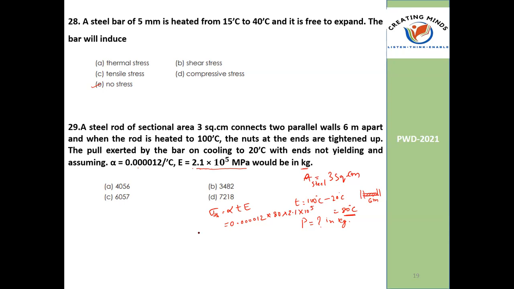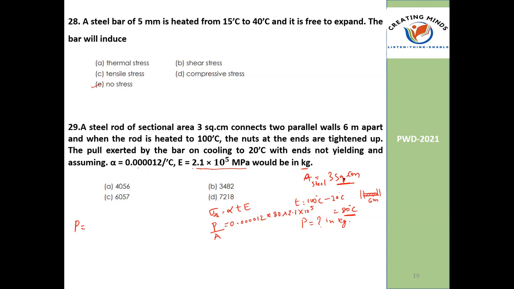What is sigma? What is stress? Stress is P by A. This is a general thing. He is expecting us to compute the P value, but we must know what stress is. Stress is load per area. Now, P equals area into sigma. The area is 3 square centimeter, but all things are in Newton per millimeter square, in MPa. So if you convert 3 square centimeter to square millimeter, how much?